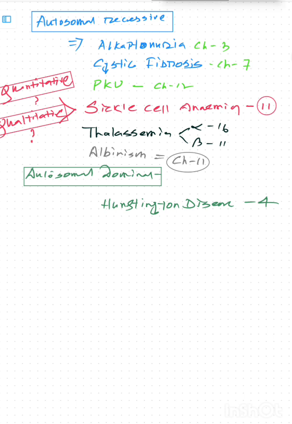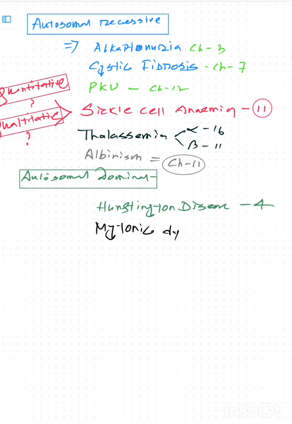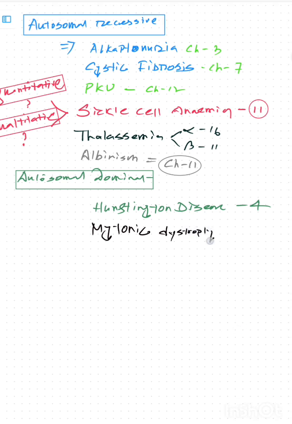Another one, which is given by NCERT in the pedigree I have seen, is called myotonic dystrophy. So muscle tonicity will be affected. While it is relaxed, it cannot be pulled. By the name itself, you can tell what myotonic dystrophy is. It will be maybe chromosome number 9.